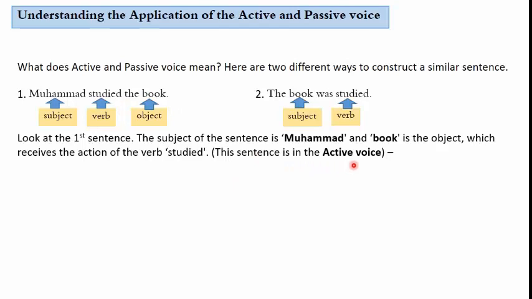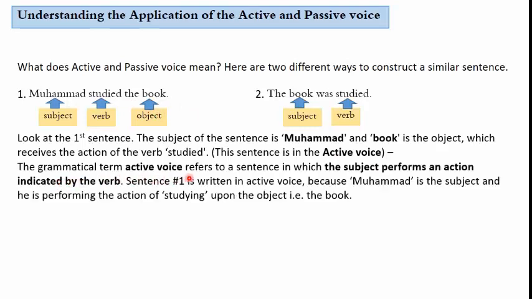This sentence is called the active voice. This sentence is also called al-fi'l al-muta'addi. Okay? Al-fi'l al-muta'addi. It is the same because it has an object. The grammatical term active voice refers to a sentence in which the subject performs an action indicated by the verb. Sentence 1 is written in the active voice because Muhammad is the subject and he's performing the action of studying upon the object, that is the book.